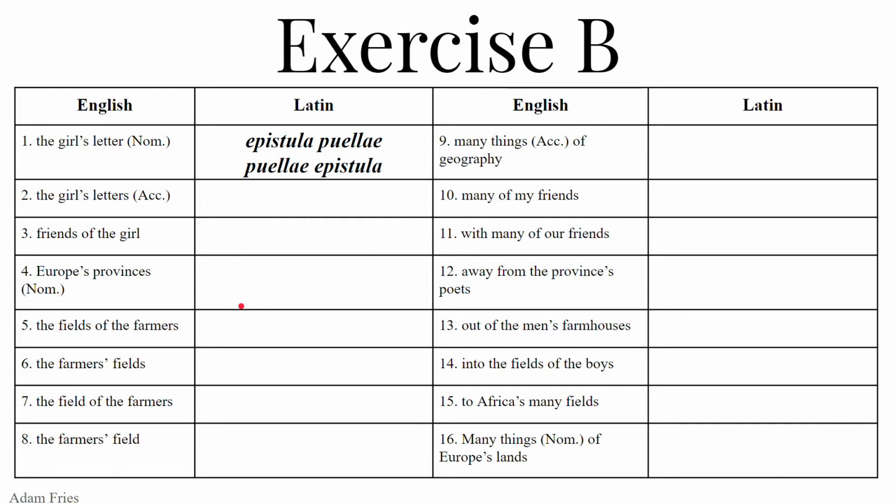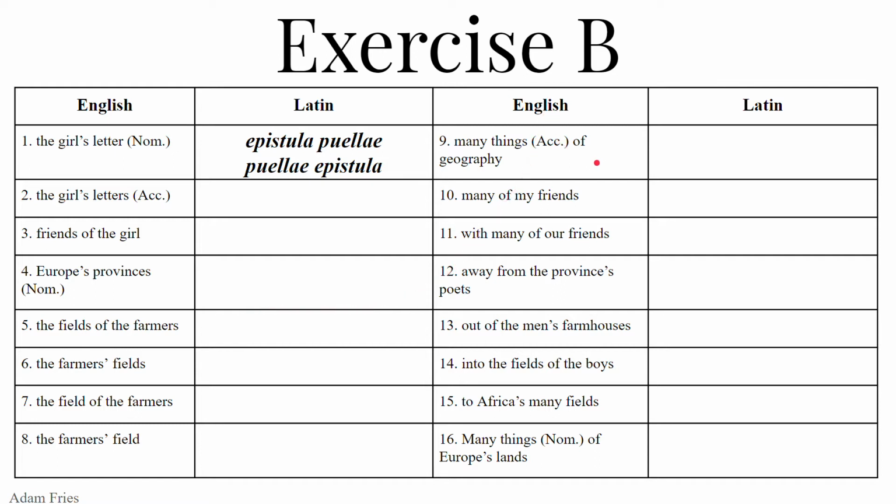Number seven, the field of the farmers. So we have the singular field in the nominative, ager, of the farmers, agricolarum. Ager agricolarum or agricolarum ager. Number eight, the farmer's field, which is the same thing as saying number seven, the field of the farmers, plural. So ager agricolarum or agricolarum ager.